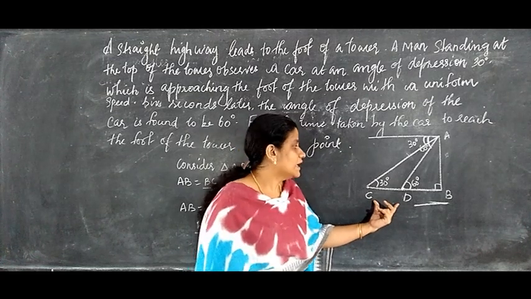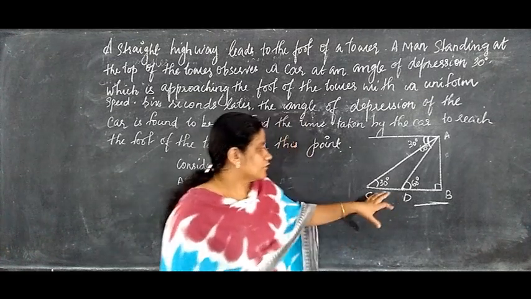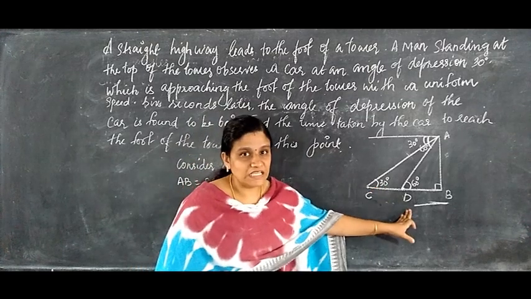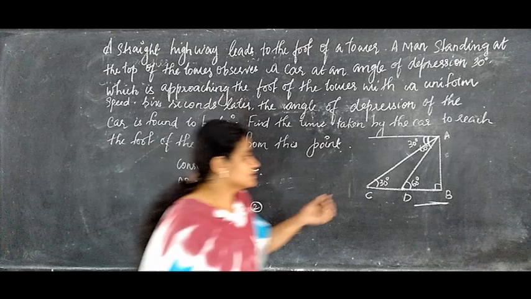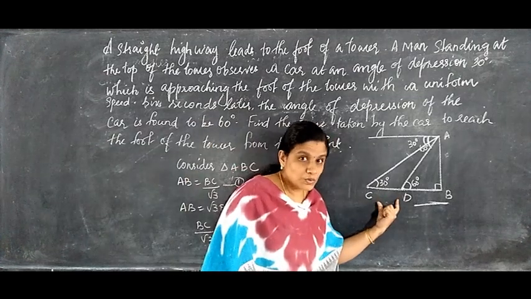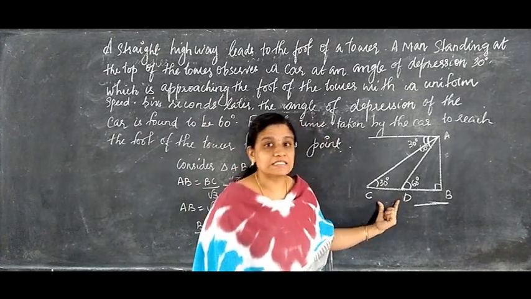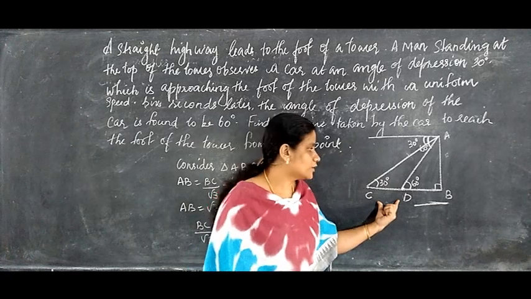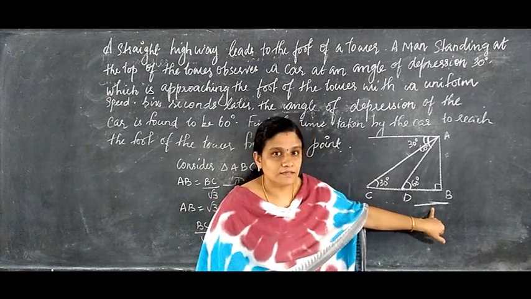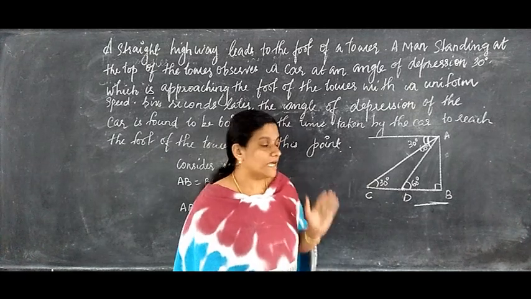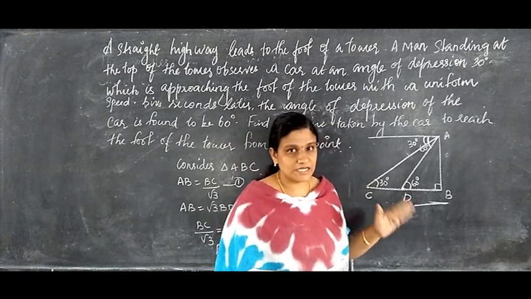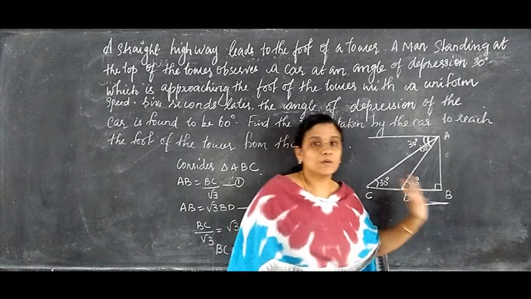Now listen. For this CD, it took 6 seconds. So for 2 BD, it takes 6 seconds. Then what about for 1 BD? Yes, 3 seconds. So it took 3 seconds to reach from D to B.